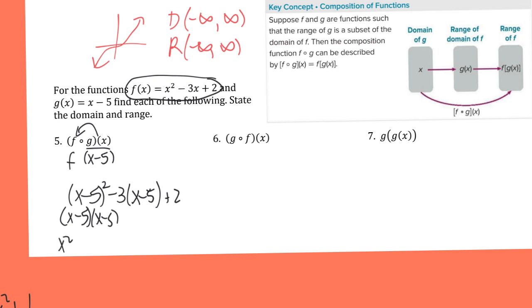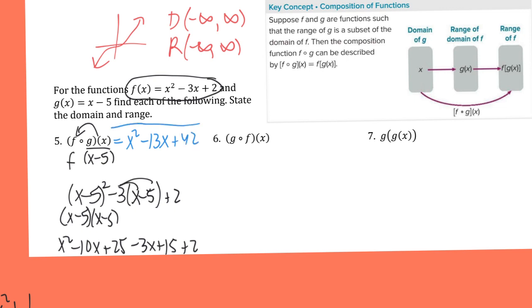And you get x squared. I'm going to do this in my head. Minus 5x minus 5x, so that's minus 10x. And then negative 5 times negative 5 is 25. And you distribute the negative 3, so you get minus 3x plus 15 and then plus 2. So your answer to this question is going to be f of g of x is equal to, combining like terms, x squared minus 13x, and then plus 42.